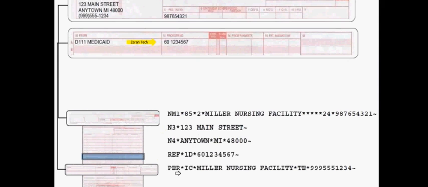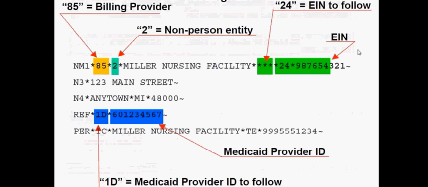Okay. Then the Miller Nursing Home, this is the name of the facility. Okay. The contact information basically. Some more details that I have provided here, just to see what the segment is here. So for example, the name segment here, 85, or this is element number 2. The NM1 is segment number 1, and 85 is your segment number 2. It means the billing provider. So there are different values that it has.